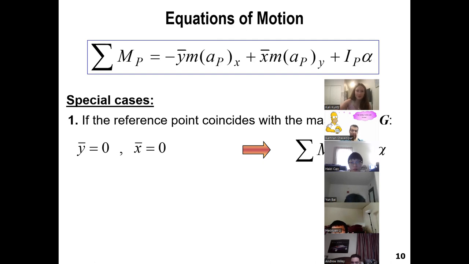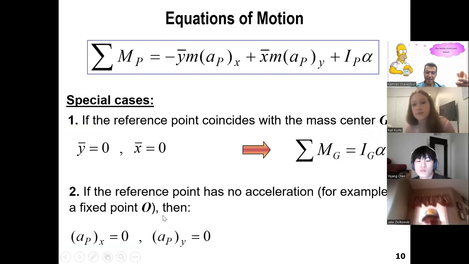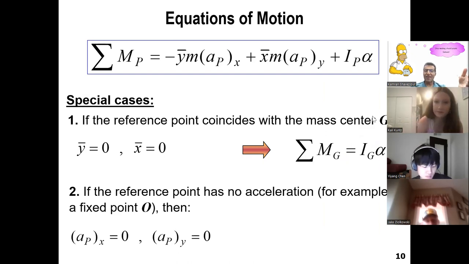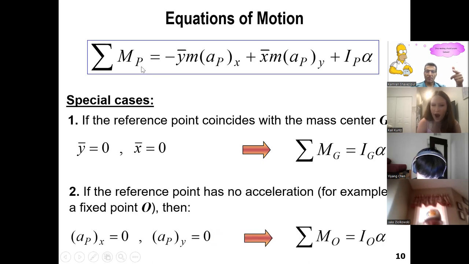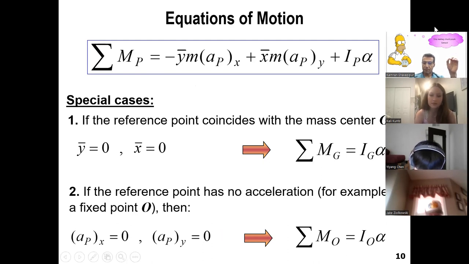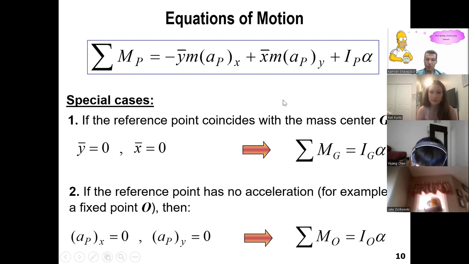Kelly, if P is a fixed point, which terms will vanish here? Will the APs vanish because it's not moving? Yes, if P is a fixed point, how much is its acceleration? Zero, right? So you get rid of these two terms. So the second case: if the reference point is fixed or literally has no acceleration, as a fixed point, we usually call it O. So if this is the case, APX and APY will be zero. And if you call it O, summation of moments about O is IO alpha. So this kind of ugly big equation will simplify for rotation about a fixed point. And if you pick your reference point on G, it's not as bad, right? That's how you analyze a motion like the one we described.